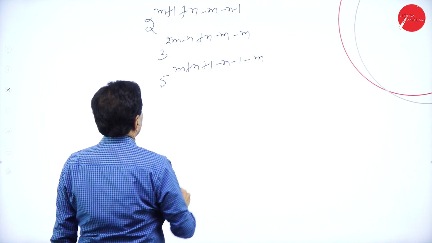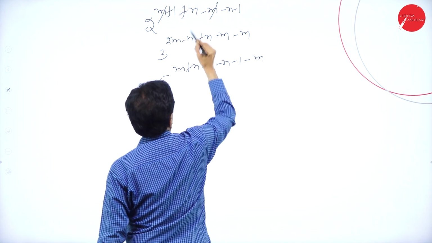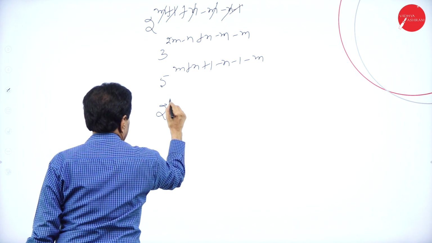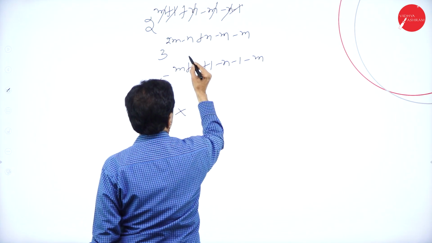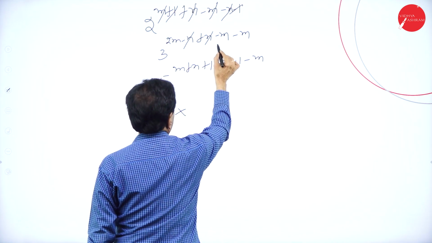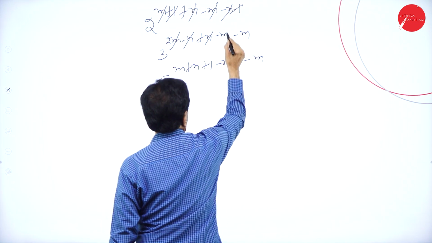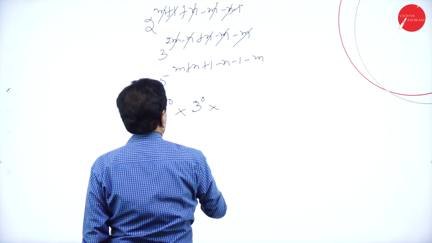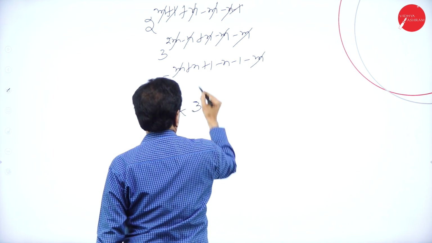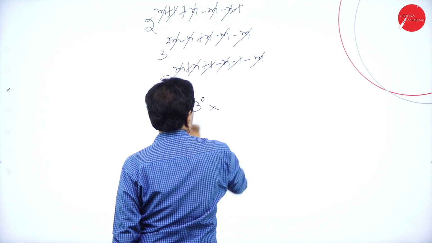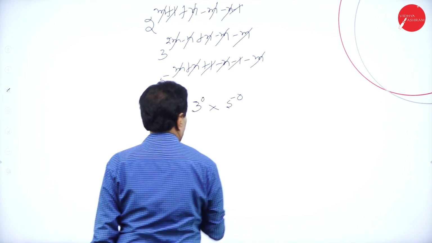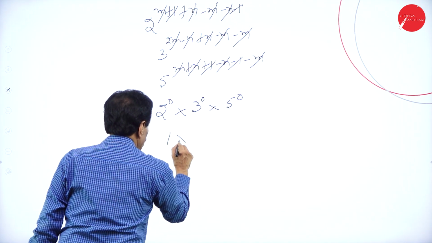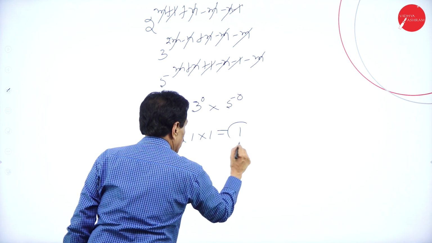See that? M cancelled out. N cancelled out. Plus 1 minus cancelled out. It is 2 to the power of 0. Then n cancelled out. Minus m minus n minus 2m plus 2m cancelled out. This is 3 to the power of 0 into cancelled out. N cancelled out. 1 cancelled out. This is 5 to the power of 0. I told you anything to the power of 0 is 1. This is 1 into 1 into 1 is equal to 1. Proved.